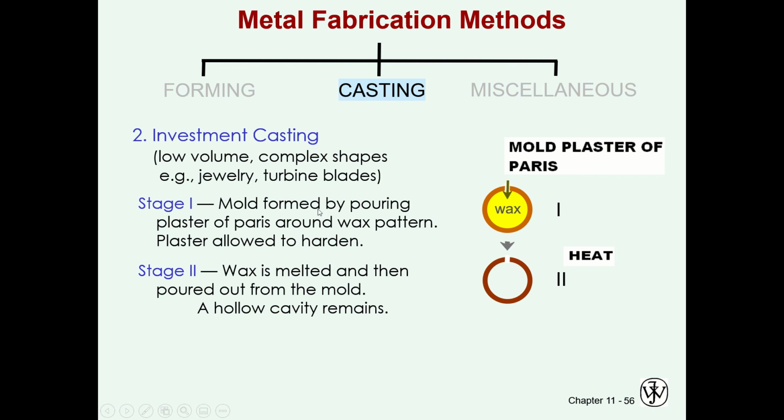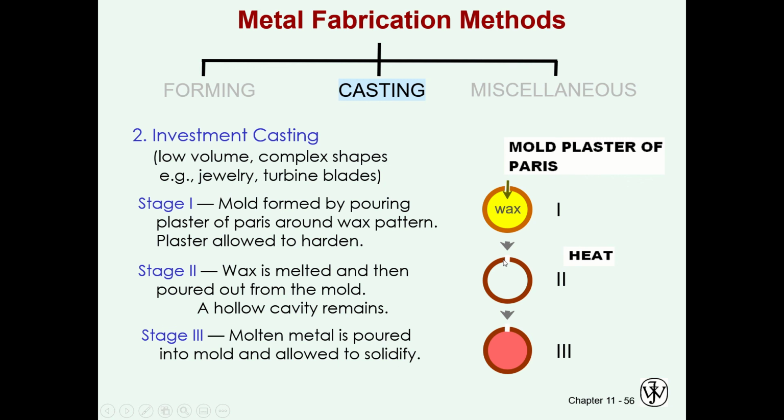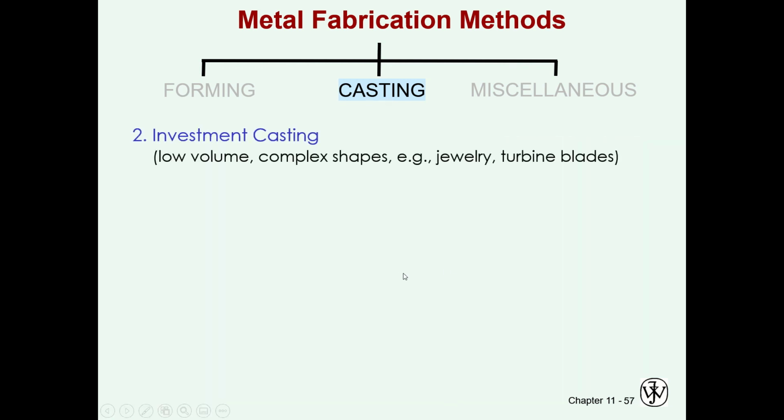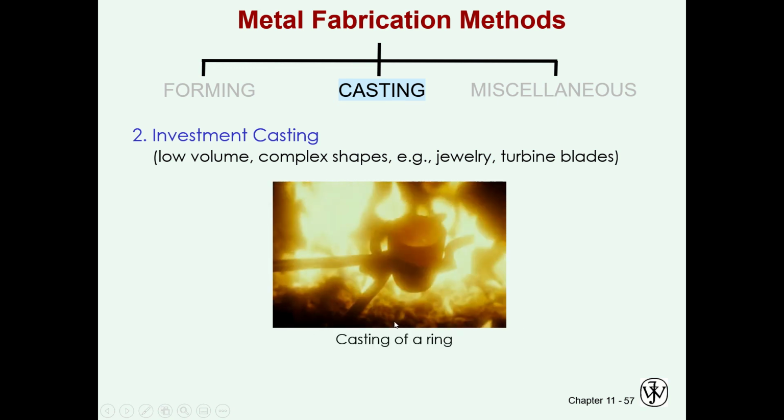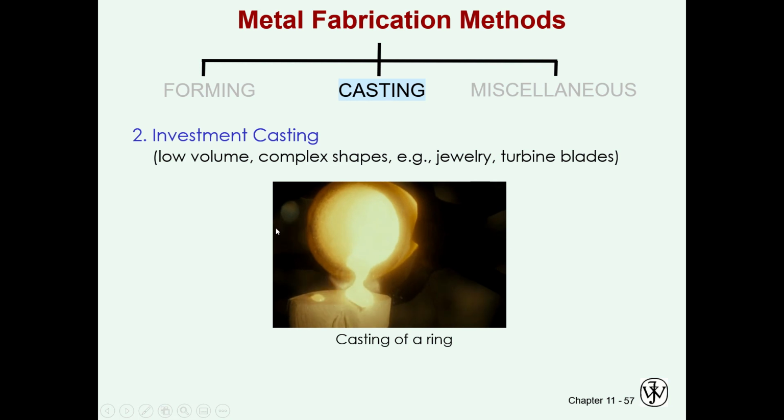There are actually three phases or stages. One is you're going to create the mold first. The second one is you're going to apply the wax. There is a hollow space, and then you're going to pour the metal that you want to form. So that's the investment casting. This is an example of investment casting, using a ring mold to produce a ring.